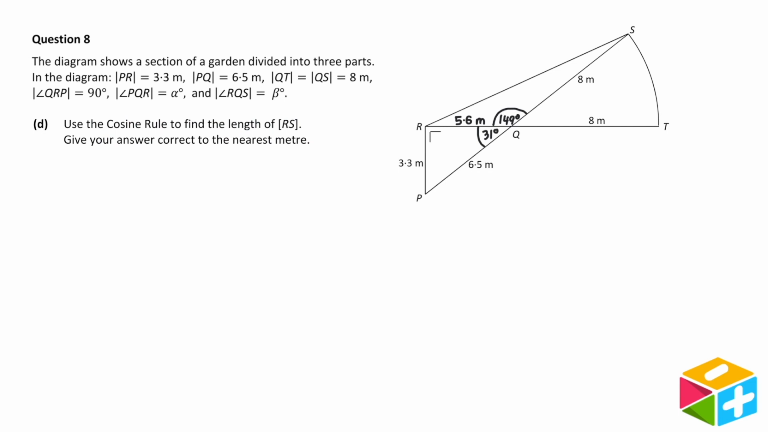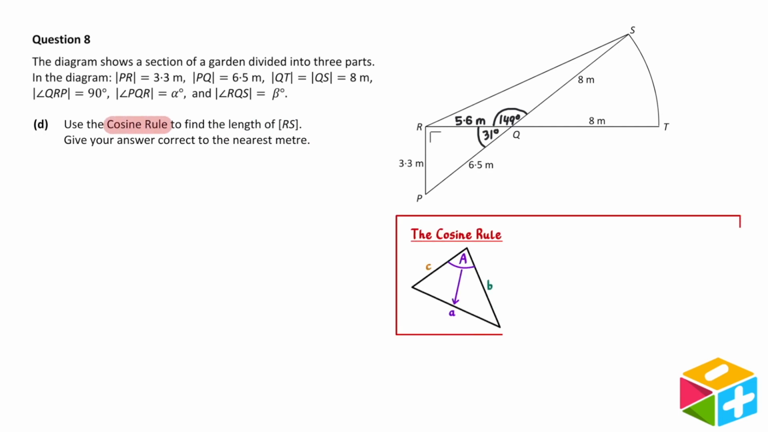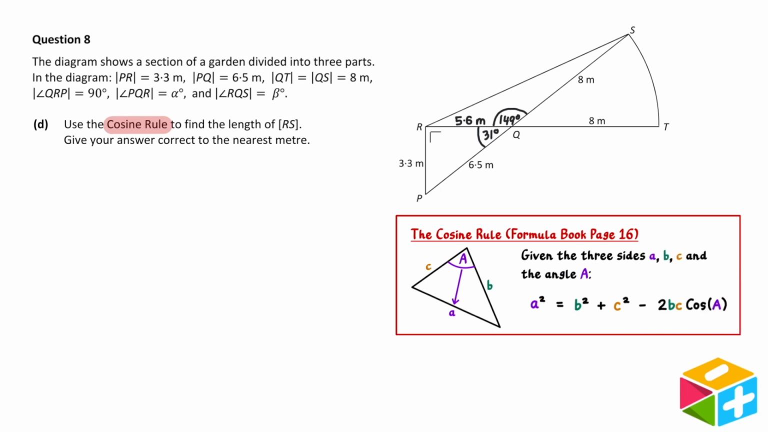In this question, we are prompted to use the cosine rule. This can be found on page 16 of the formula book, and it states the following. Given the 3 sides, A, B, C, and the angle A, a squared is equal to b squared plus c squared minus 2bc times the cosine of A. It's worth emphasising here that the side which is labelled with lowercase a must be opposite the angle which has been labelled with uppercase A. Due to symmetry, the other two sides can be labelled b and c in any way we want.